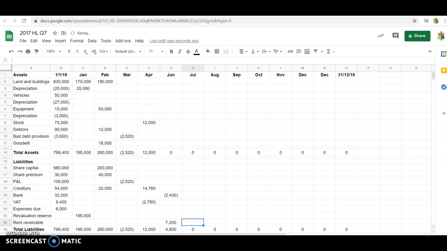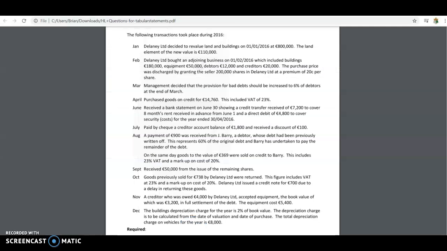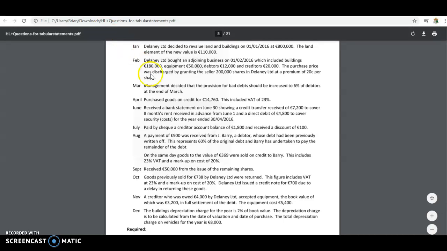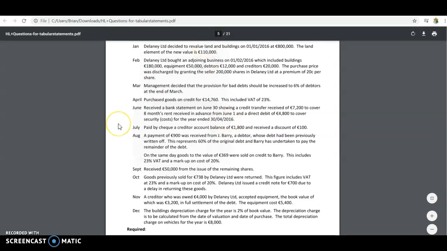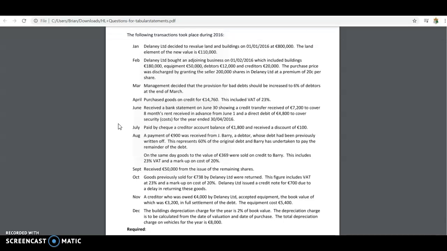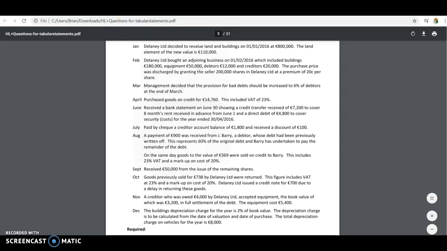€7,200. All right. The other one, just be careful here, easy to misread this one. So a direct debit of 4,800 to cover security costs for the year ended 30 April 16. Okay, so initially when I was reading through this question, I read this as April 17, so some of it was for next year, but it's actually ending April 16, and we're doing the accounts for 16. So that €4,800 is paying for security costs from last year and for this year.